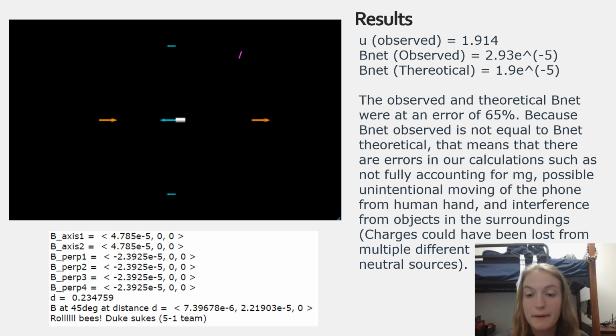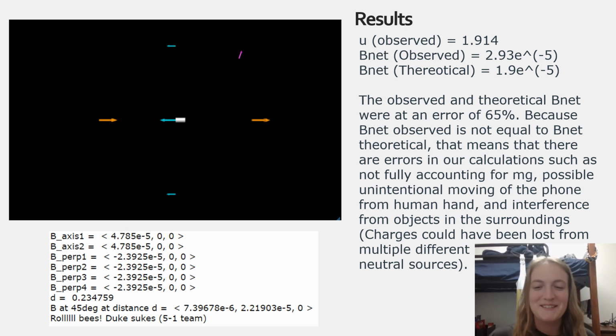What I felt were the main errors were, one, you can't fully account for negative mg because it is so large from the Earth. I also bumped my phone a little bit, and in general I have shaky hands, which may have unintentionally moved the phone. There was also interference from objects in the surroundings, which I obviously cannot account for every single one of. Seeing as I did this in a family room, there were probably a lot of electrical forces affecting it.